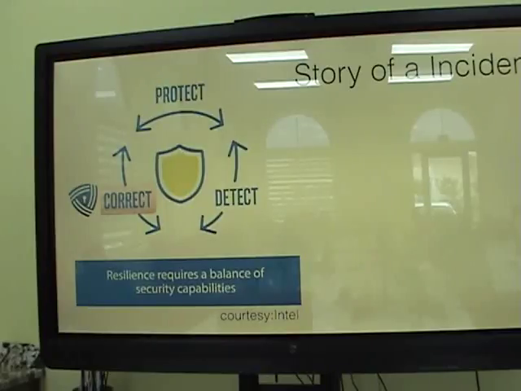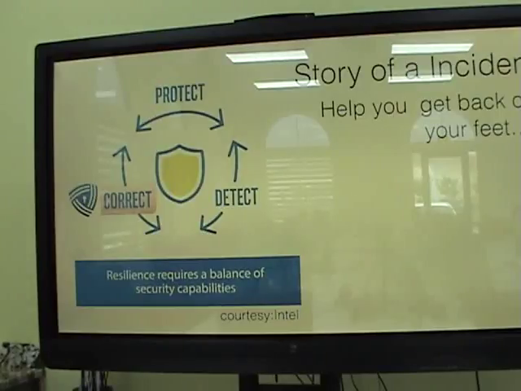So the goal is to balance these capabilities. Each one of these capabilities is important. But what we feel is that there's a lack of balance in the area of correction. Remediation, correction, thinking through the problem of how to get back to the original state, or the best original state possible. The goal is how do we get back onto our feet.